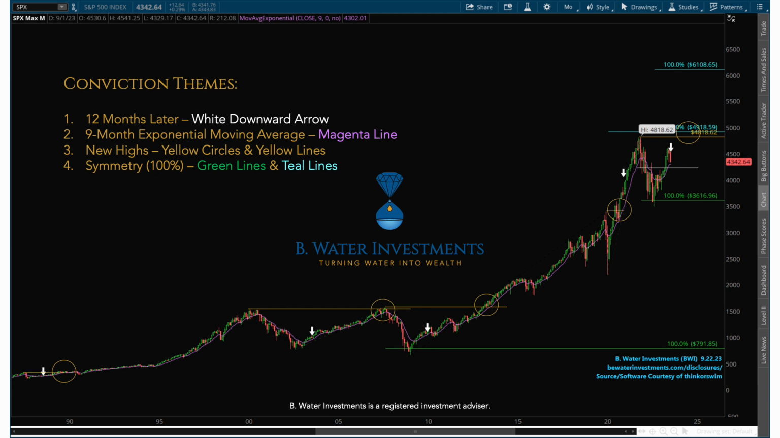Number 3, new highs are indicated by yellow circles, and the former highs that the new highs get above are demarked by the yellow lines. So in 1987, after the crash, 12 months after the lows, we have the white arrow. But as you can see, a handful of months later, we get above the all-time high before the October 1987 crash. Then we backtest that old high. We affirm that that's more support than resistance because we get back above it, and then we trend higher.